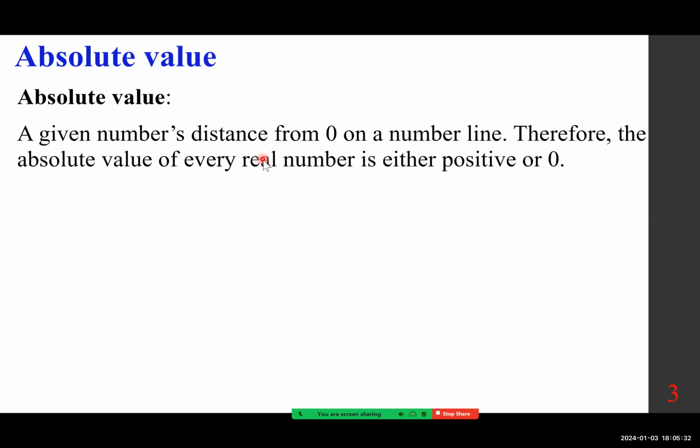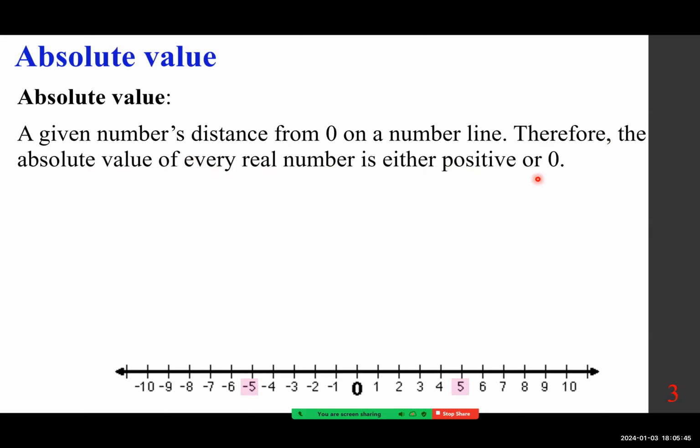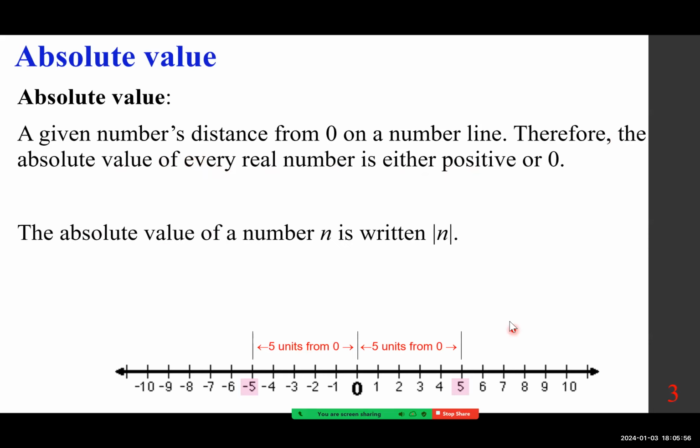Absolute value: a given number's distance from zero on a number line. That's the definition of an absolute value. Therefore, the absolute value of every real number is either positive or zero. So look at this distance, 5 units from zero. Look at this distance, 5 units from zero. So both of them have the same absolute value, namely 5. The absolute value of a number n is written as absolute value of n, and the absolute value of 5 is 5. Absolute value of negative 5 is also 5. So opposite numbers have the same absolute value.